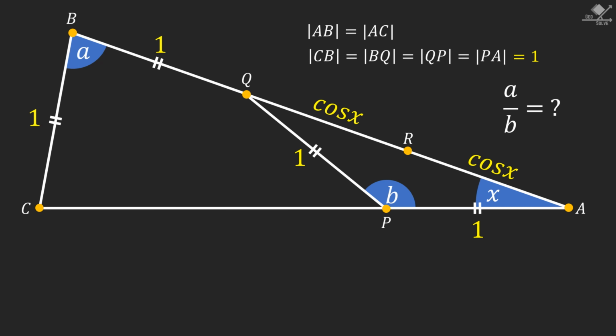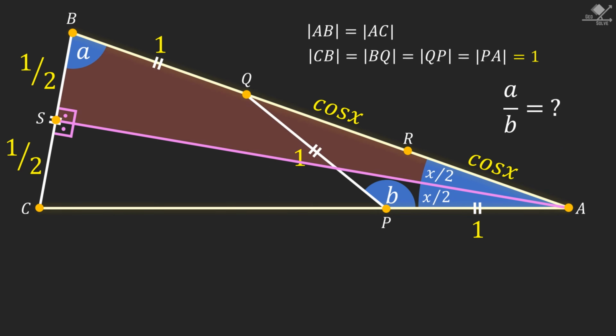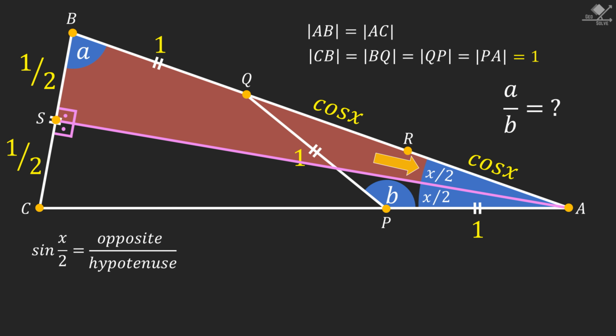Next, let's draw the height of this triangle ABC from the apex angle A. We know that AB is equal to AC. So this height will bisect the base BC. And it will also bisect the apex angle A into x over 2 degrees each. Now focus on this right angle triangle, and let's try to write the sine of angle x over 2. That will be the length of the opposite side over the length of the hypotenuse. The opposite side is 1 over 2, and the hypotenuse is 1 plus cosine x plus cosine x, and that is 1 plus 2 cosine x. So we have this equation now and we can solve it for angle x.